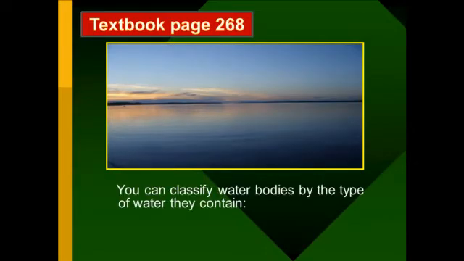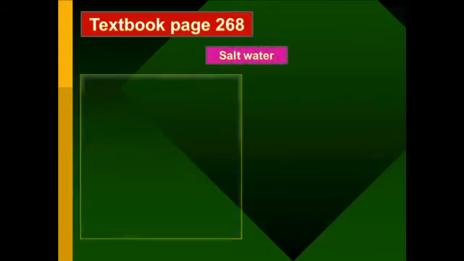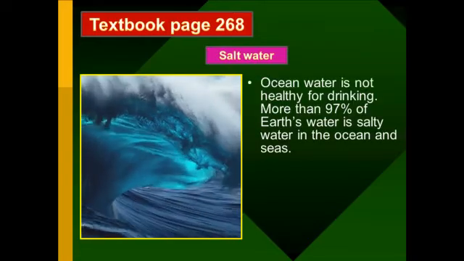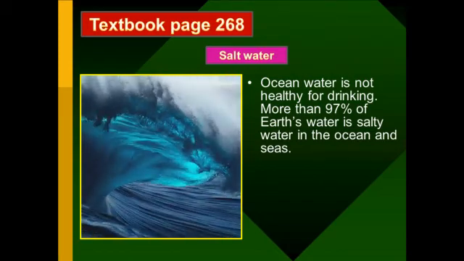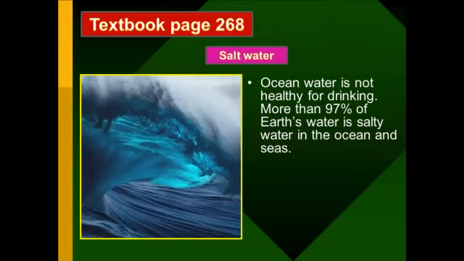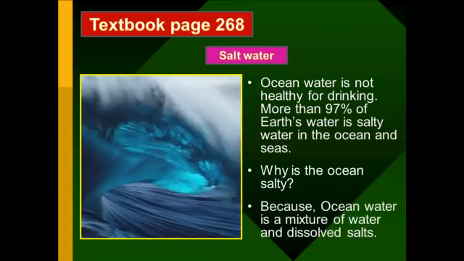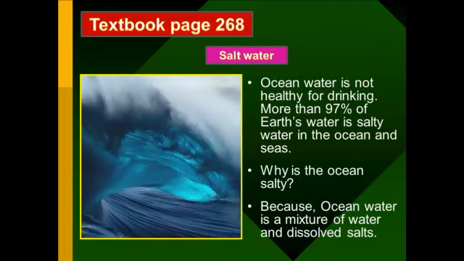And you can also classify water bodies by the type of water they contain. We have the salt water and fresh water. Okay, let's discuss first salt water. Ocean water is not healthy for drinking. More than 97% of Earth's water is salty water in the ocean and sea. Why is the ocean salty? Because ocean water is a mixture of water and dissolved salt.